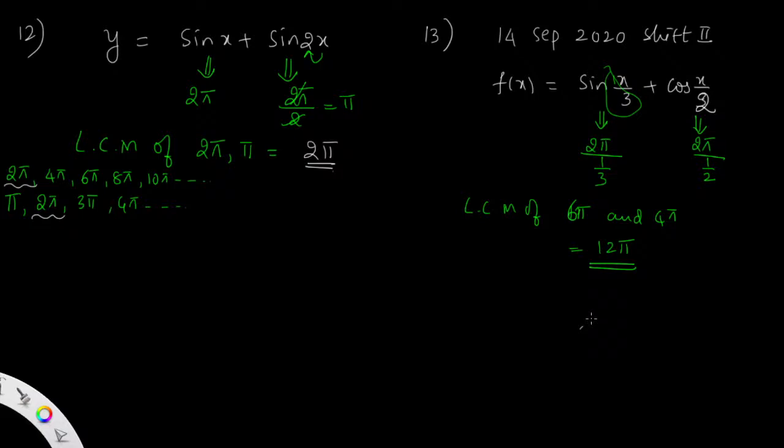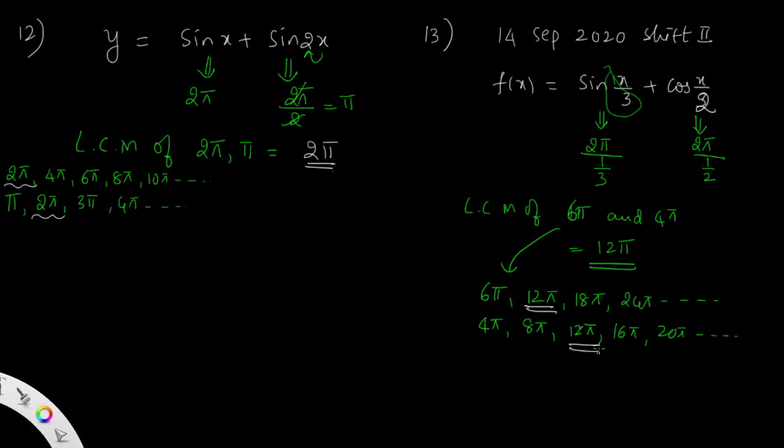Least common multiple. Write 6 pi, 12 pi, 18 pi, 24 pi, and so on. Write the 4 pi multiples: 4 pi, 8 pi, 12 pi, 16 pi, 20 pi, and so on. What common multiple should you take? The least common multiple is 12 pi. So 12 pi is the correct answer. This is a 6th class standard problem. Okay, and then go to the next question.